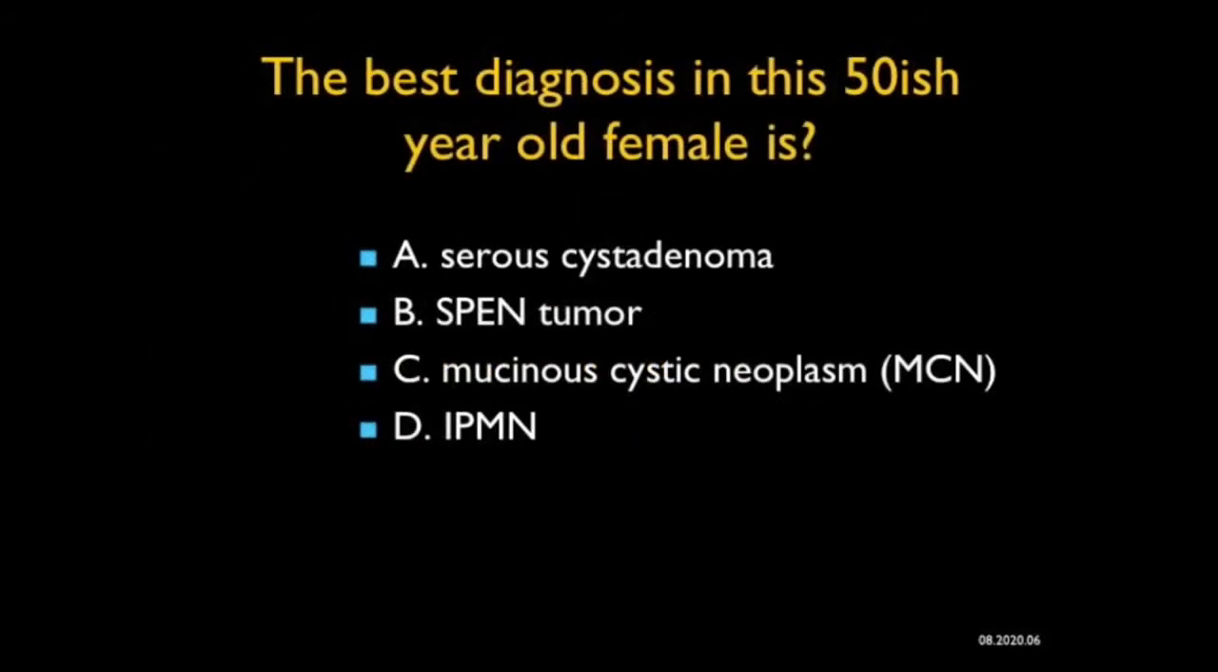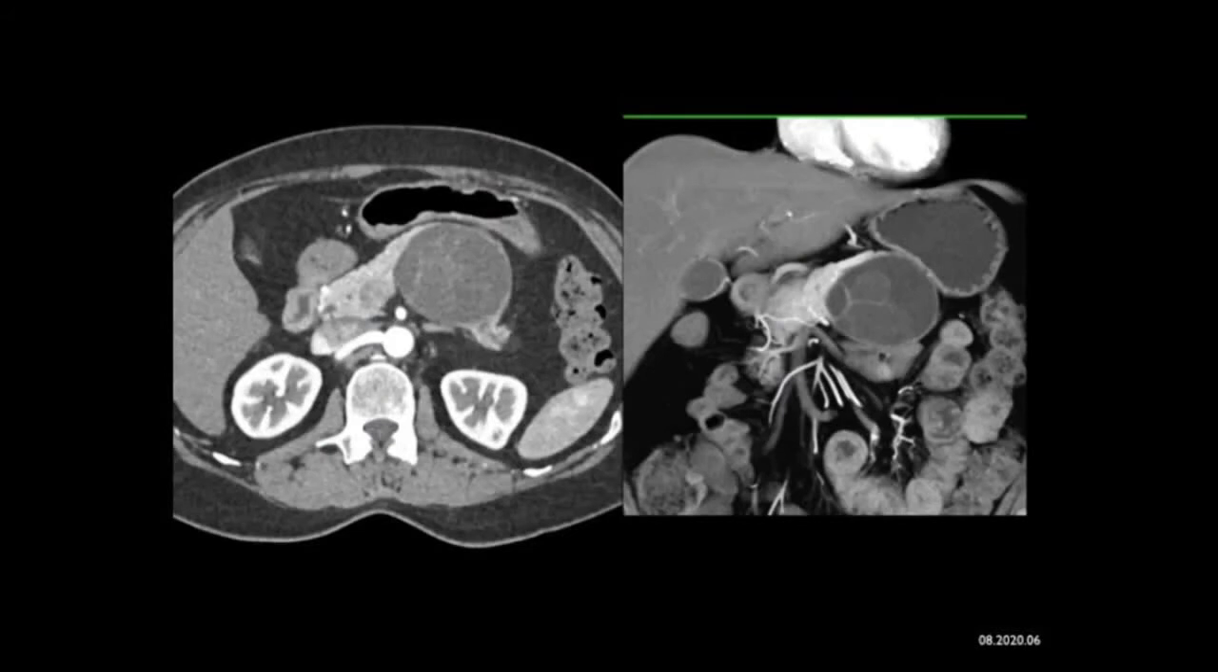Now, in this case, what's the best diagnosis in this 50-ish-year-old female? Well, what do you see? You see a cystic lesion in the body tail of pancreas, but the lesion has septations within it and almost a soft tissue component. Yes, you could think about a serous cystadenoma, and at times SPEN tumors can be cystic, though the age is bad. IPMNs can have septations, but then you would have to worry this is an IPMN with malignancy. Also, it's large for an IPMN.